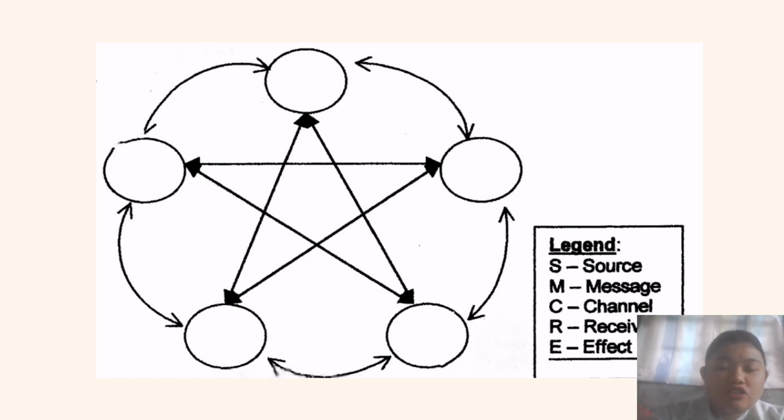So the source is actually situated where the message originates or the message came from, and the message itself is the content or the idea created by the source. Then the channel here in Berlo's model refers to the 5 senses that we have: the hearing, seeing, touching, smelling, tasting. So basically, the receiver is the person for whom the message is intended.